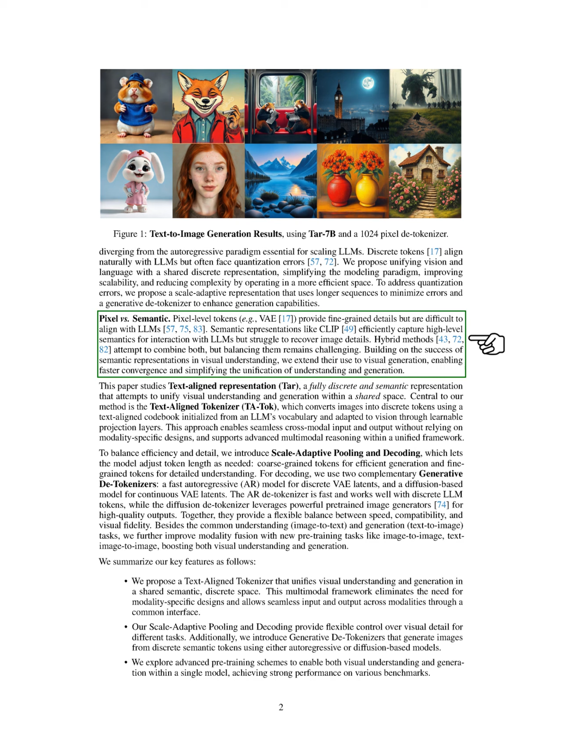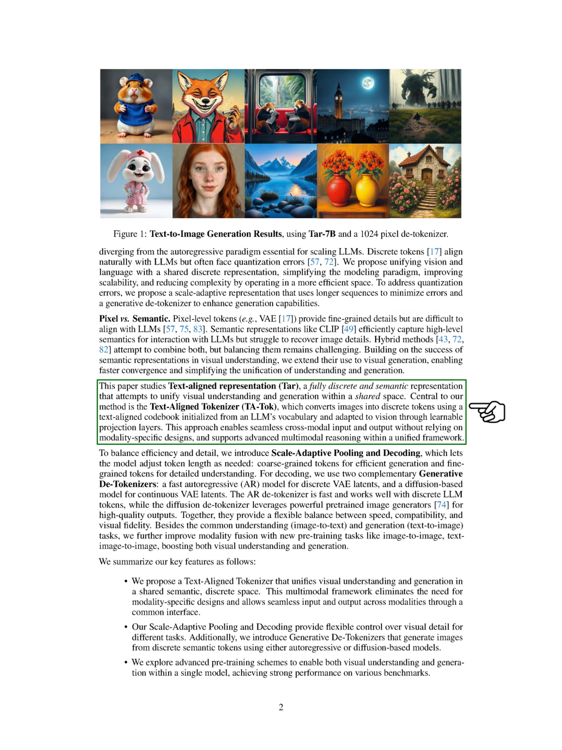Additionally, we consider pixel-level versus semantic representations. While pixel-level tokens provide detailed information, they are hard to align with LLMs. Semantic representations capture high-level concepts but may lose image details. We aim to extend the use of semantic representations to visual generation, which can speed up convergence and simplify the integration of understanding and generation.